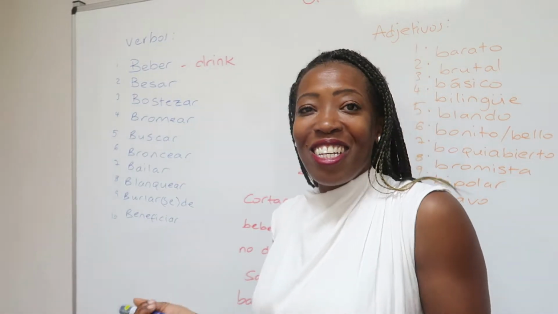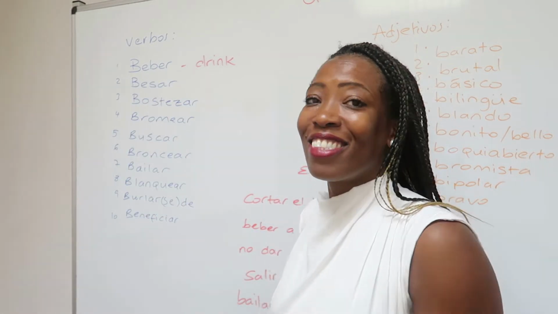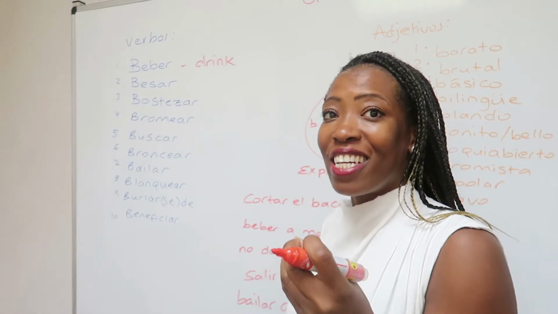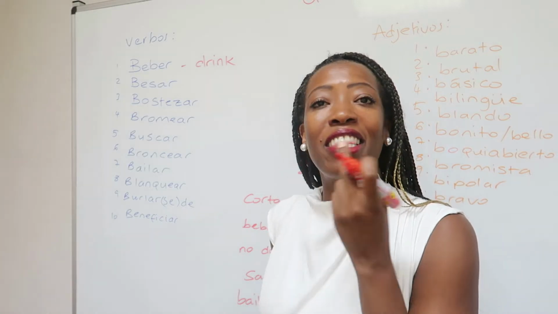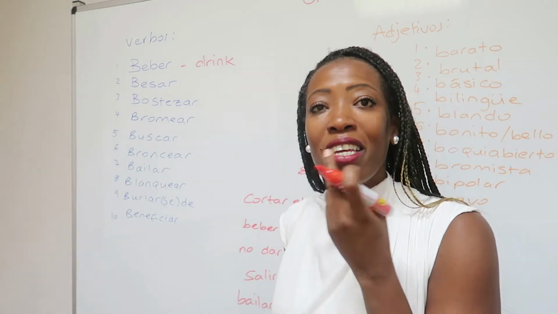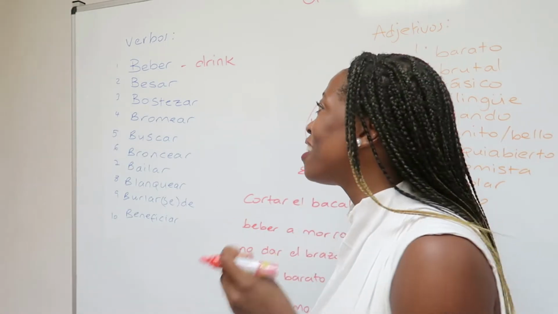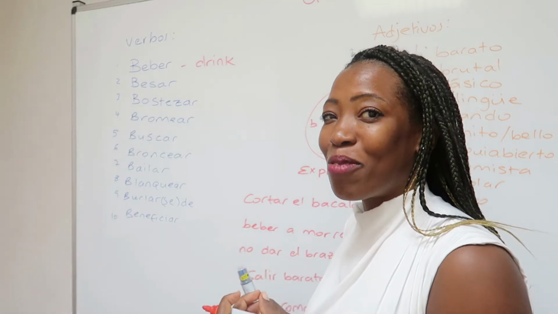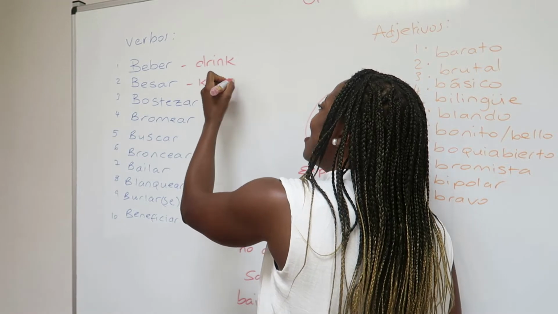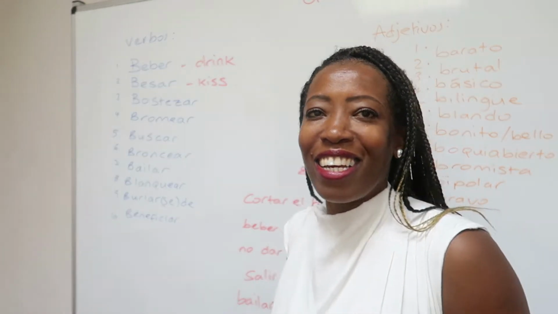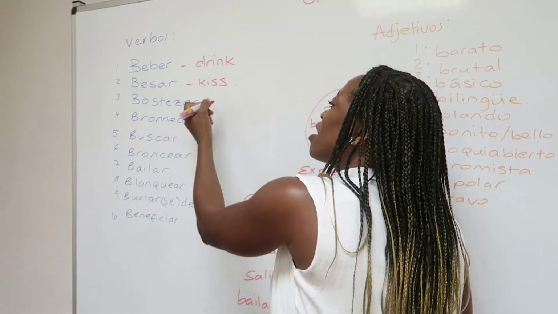Now this one, as well, is a popular verb. Besar. Te doy un beso. I'm giving you a kiss. Besar, okay? En España se besan, se dan dos besos. In Spain, people give each other 2 kisses. Se besan mucho en España. In Spain, they kiss a lot. Besar, to kiss. No hay que besar en clase. No kissing in class.